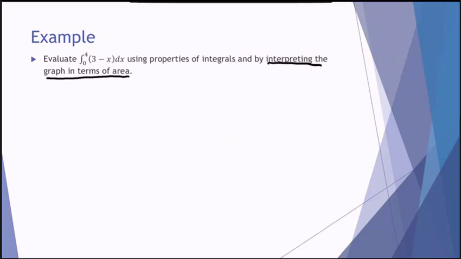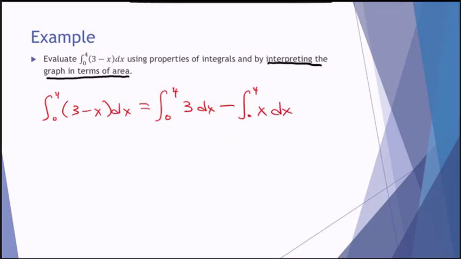Let's see if we can figure out what they mean by that. So we're looking at this integral, by properties of integrals, the integral from 0 to 4 of 3 minus x dx. We can split that across the subtraction. So we'd have the integral from 0 to 4 of 3 dx minus the integral from 0 to 4 of x dx.